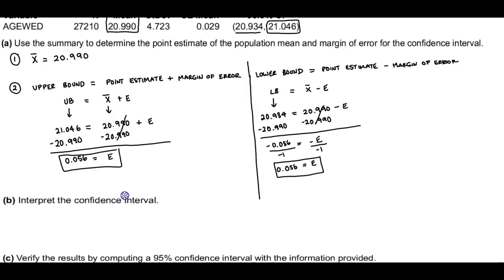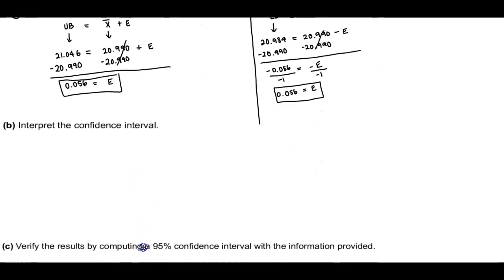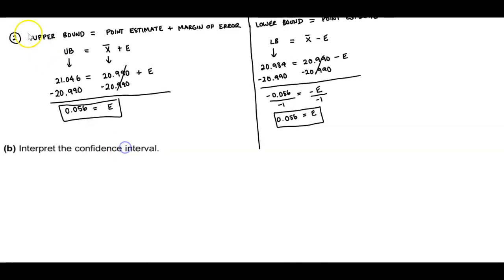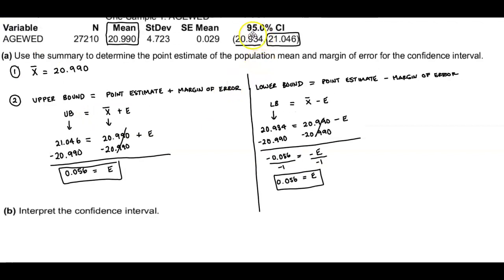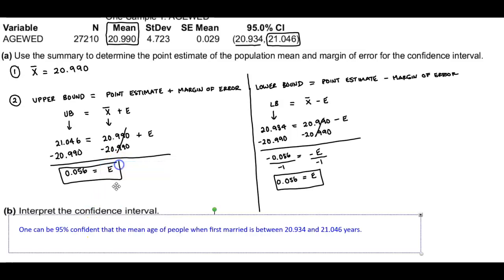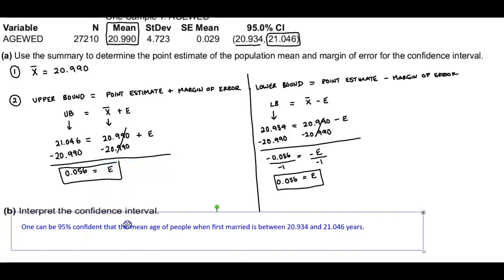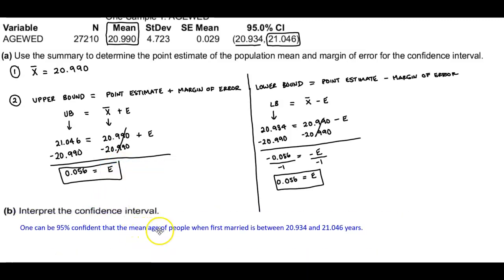Okay, next, what we want to do now is interpret the confidence interval. Using the confidence interval up here, knowing it's 95%, we can say that one can be 95% confident that the mean age of people when first married is between 20.934 and 21.046 years.